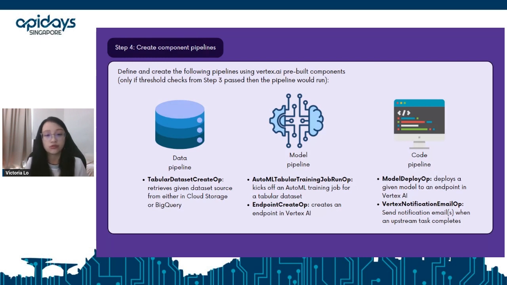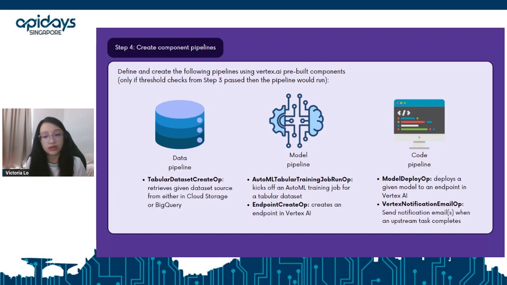And then next is the endpoint. So it'll also create an endpoint. After training the model, it will create an endpoint where this model will be deployed to. And then in between the model and the code pipeline, there will be the conditional statement, as we said before in step 3, whether or not this model is good enough for production. So after the condition has passed, the code pipeline would trigger. This code pipeline would be the model deploy op. It's in charge of deploying the model based on the specific endpoint we gave it in the model pipeline. So it'll deploy the model to the endpoint that is determined.